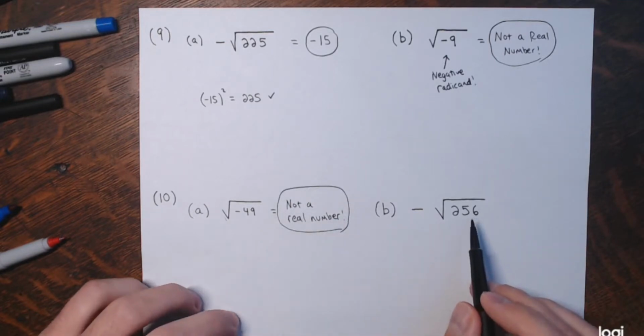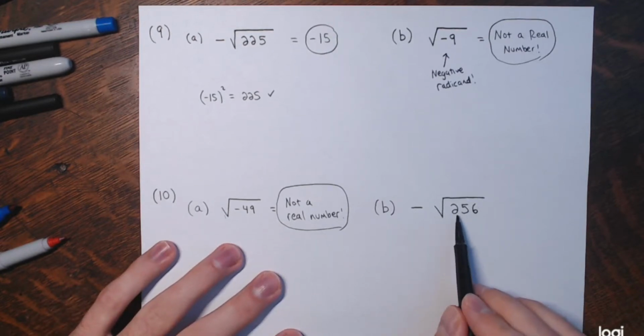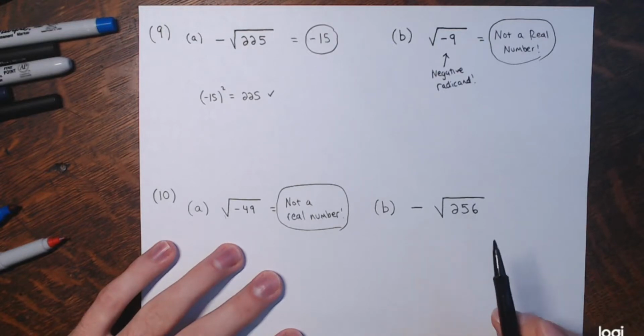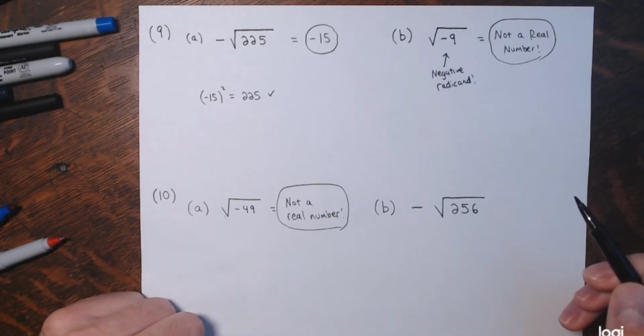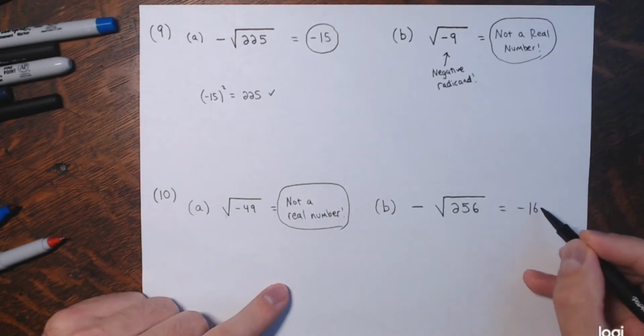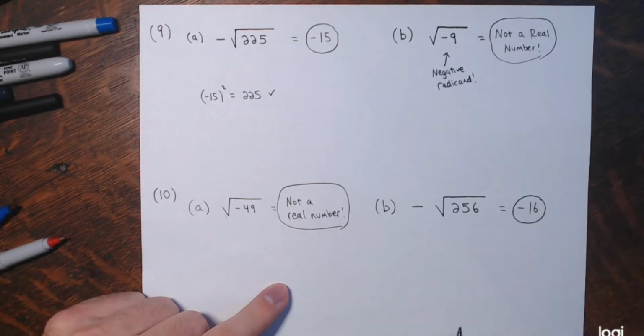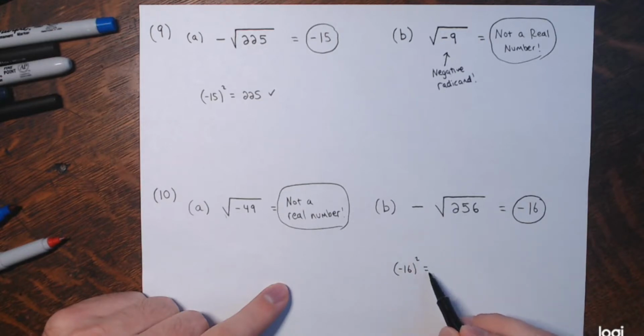Over here, this is okay. We have the negative square root of 256. The radicand is positive, so we can take the even root. The square root of 256 would be 16, so this would be negative 16. So the result is negative 16. And again, let's check it. Take negative 16. This is a square root, so let's raise to the second power. Negative 16 to the second is indeed positive 256. And I leave that to you to test it out.